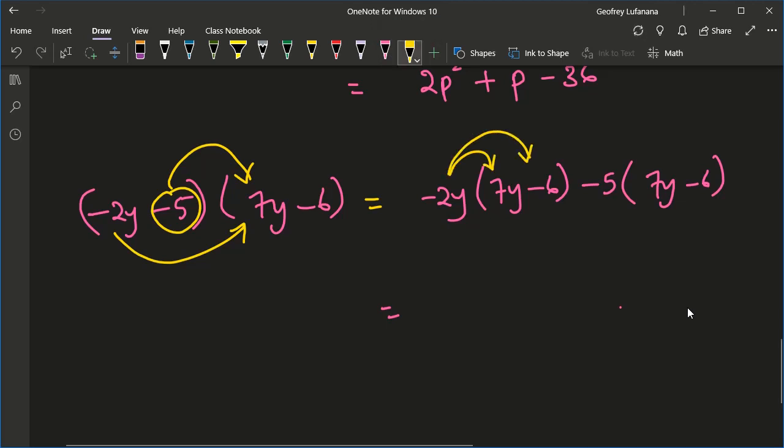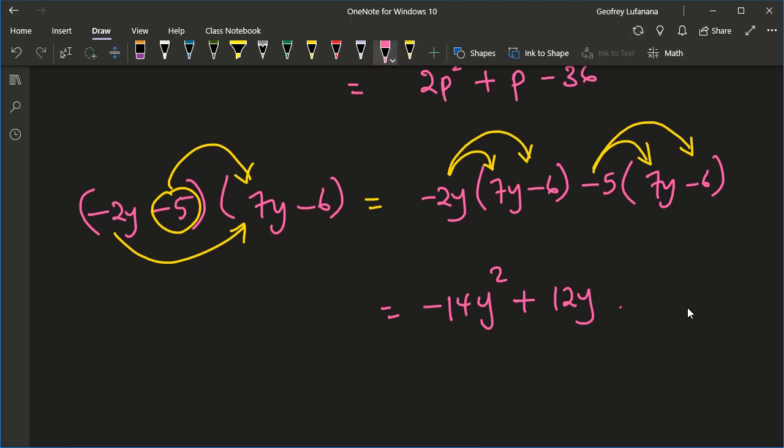So here the 2y will multiply each term. You need to take good note of the negatives. So I have negative 2 times 7. This is a negative 14y squared. Then I have negative 2 times negative 6. That's a positive. So I'll have 12y. Then likewise, negative 5 will multiply both of the terms in here, so that I have negative 5 times 7. That's a negative 35y. And negative 5 times negative 6, that's a positive 30.